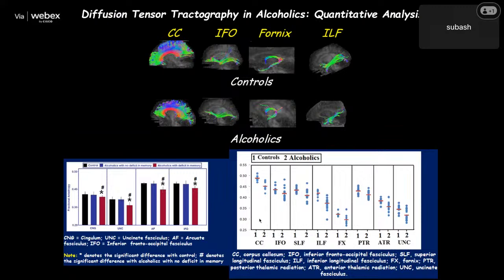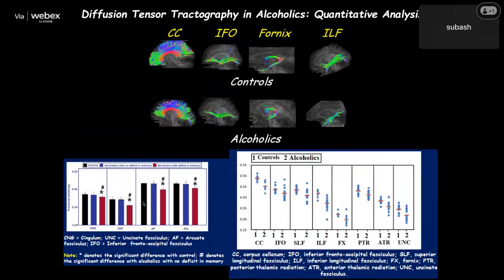And you can see this is a quantitative method of showing the FA values. One is control, two is alcoholic. You can see the FA values in different regions: the corpus callosum, inferior fasciculus, occipital fasciculus, superior lateral fasciculus, these regions, the fornix, and then the ATR and UNC, uncinate cortex. You can see how these FA values are decreased in alcoholics compared to healthy controls. So you can actually quantify these parameters.